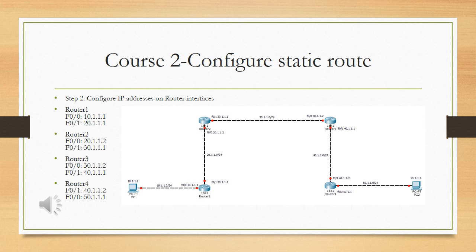Now this is the complete configuration of the router interfaces today. For router 1, the interface F0/0 is connected to the 10 network, and F0/1 is the 20 network. On router 2, F0/0 is to the 20 network, and F0/1 is on the 30 network. On router 3, F0/0 is on the 30 network, and F0/1 is on the 40 network. Router 4, F0/1 is on the 40 network and F0/0 is on the 50 network.